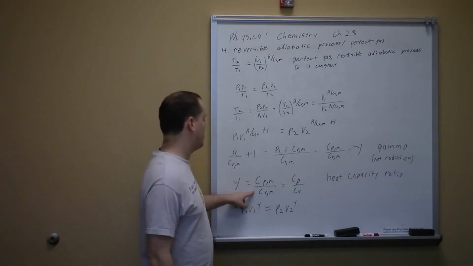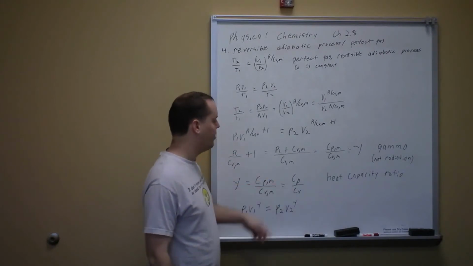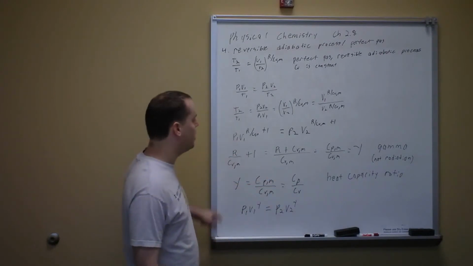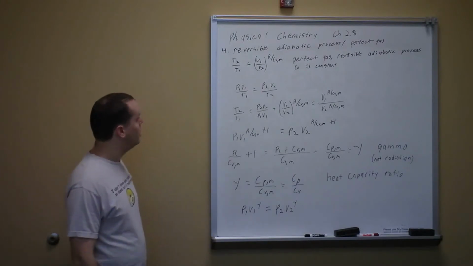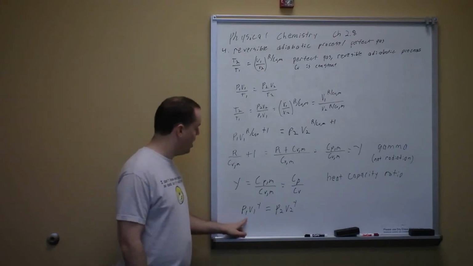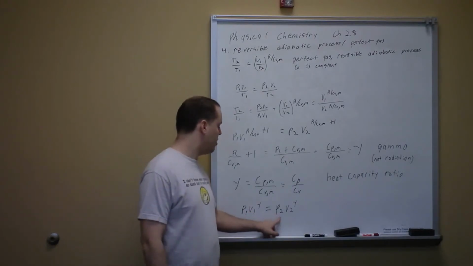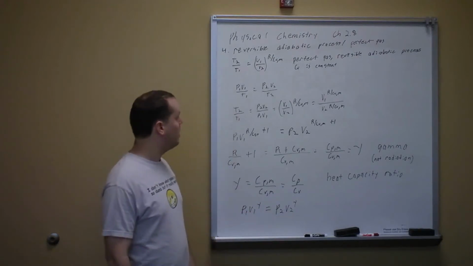That's the intensive version, but it works just the same if you have extensive quantities. We have Cp over Cv, which comes out the same. Gamma is known as the heat capacity ratio. Now, we can just say for an adiabatic process that pressure 1 times volume 1 to the gamma is equal to pressure 2 times volume 2 to the gamma.